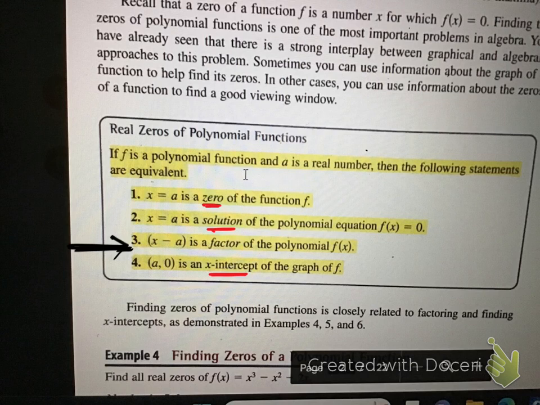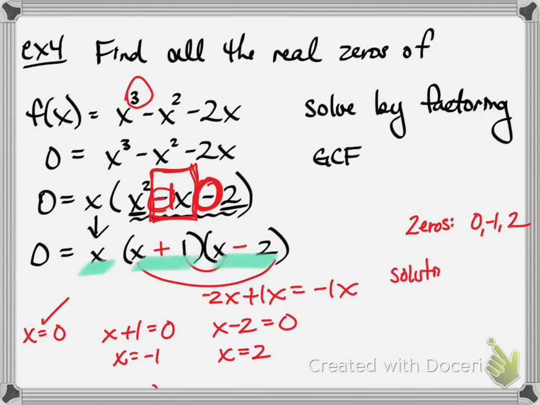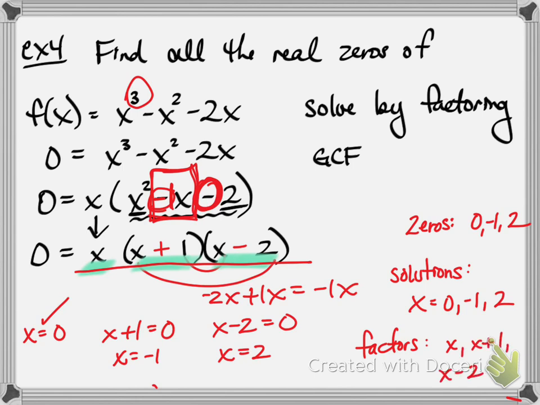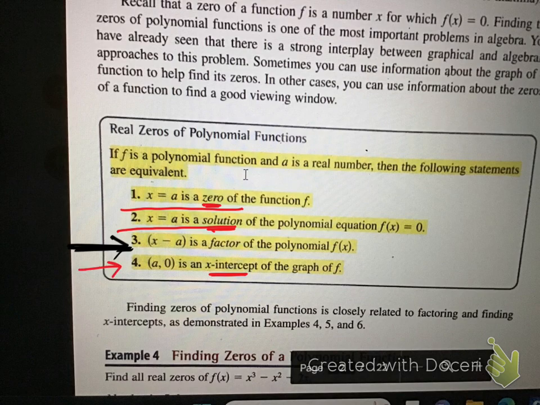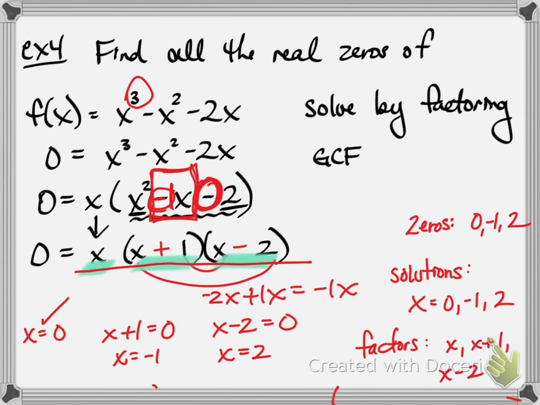Now let's think about this box here. X equals a is a 0. X equals a is also a solution. So the solutions are also x equals 0, -1, and 2. It's not important that I wrote the x there this time, and I didn't write it up here. The factors are what we got when we finished factoring. We have a factor of an x, we have an x plus 1 factor, we have an x minus 2 factor, and this last thing, step 4, says (a, 0) is an x-intercept. That just means that all of these a's that we found, all these solutions that we found, are our x-intercepts. Kind of out of room here to write that, but these are our x-intercepts.